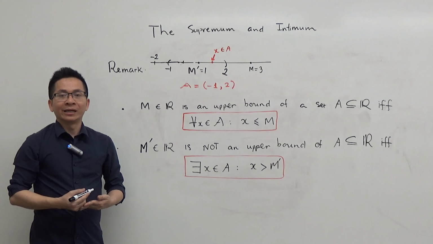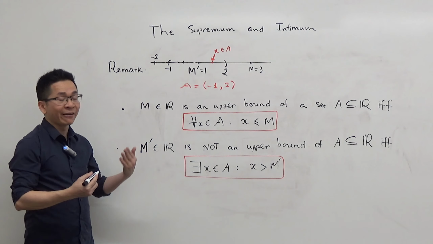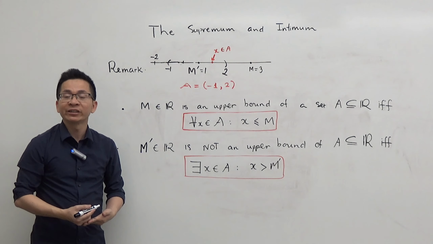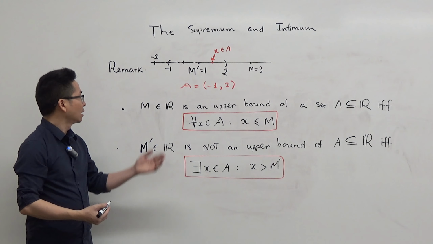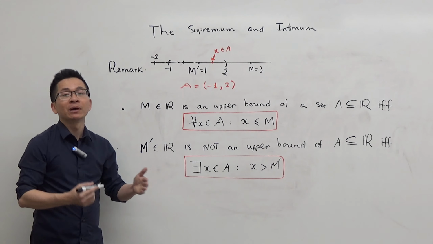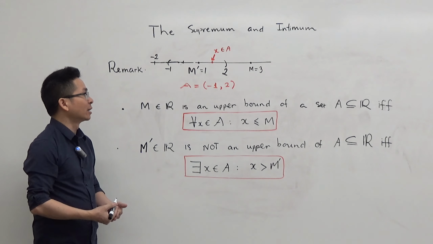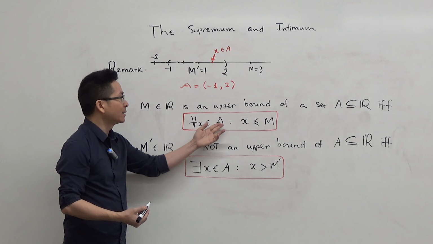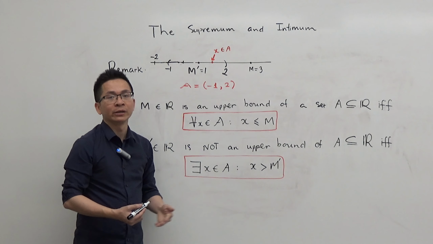Let me now go through an important remark. From the definition of an upper bound of a set, we see the following. A real number m is an upper bound of a set A if and only if, for all x in A, x is less than or equal to m.